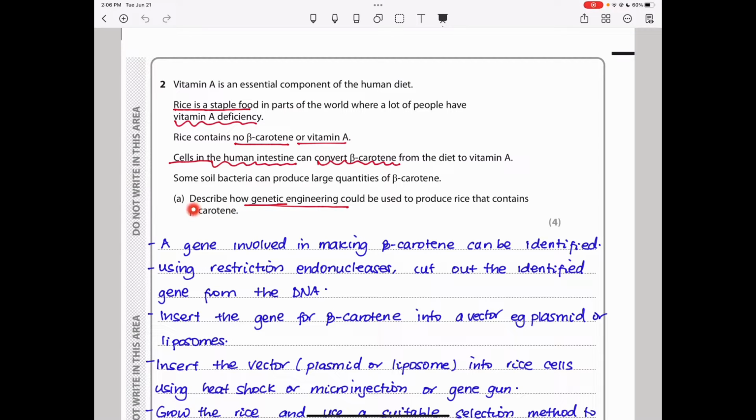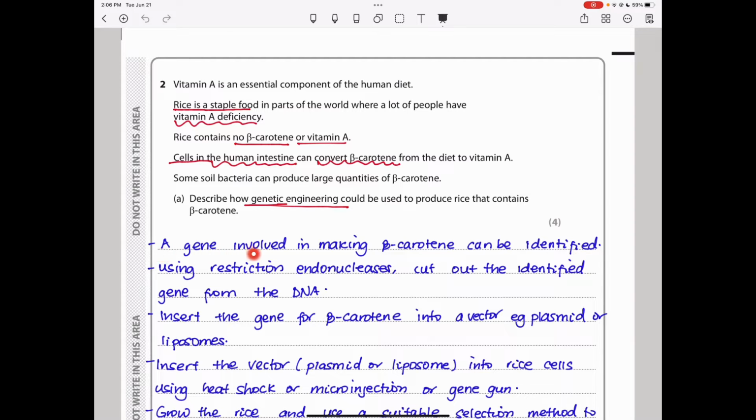So if we want to have beta-carotene, it means we need to introduce the gene that is going to code for the production of beta-carotene as a protein that could be essentially produced in rice, basically. So again, this is basically genetic engineering. We need to find the specific gene we are looking for, and then put it into a delivery vehicle, or vector, so that it can deliver it into our intended strain of rice.